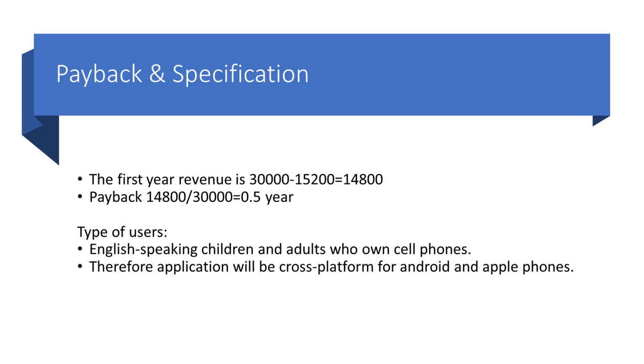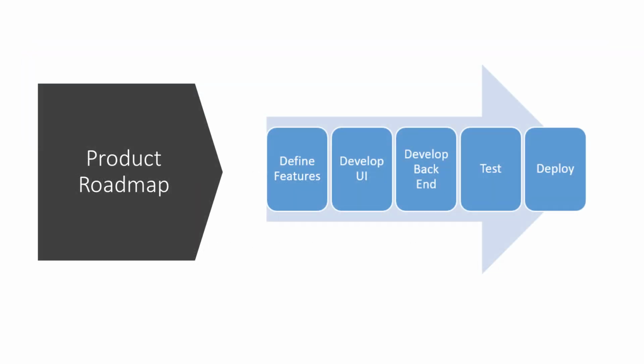Targeted audience is English-speaking children and adults who own cell phones. Therefore, the application will be cross-platform for Android and Apple phones. In our case, the product roadmap is going to be a bit simple. We will define features, develop the UI, develop the backend, test the app, and deploy the app.